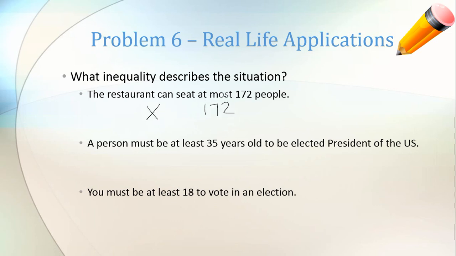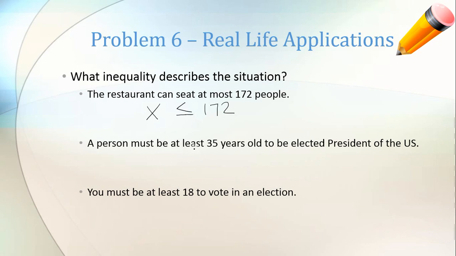Now, at most, does that mean that I can have 173 people? No, that doesn't mean that. So I need to have something less than 172. But can I have 172 people on the dot? It seems so. So I should have x is less than or equal to 172.